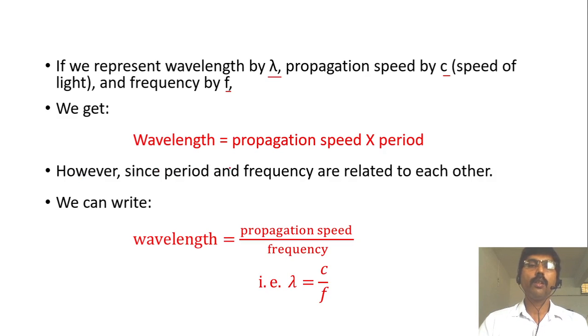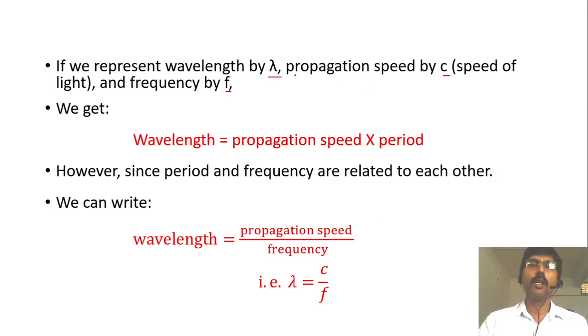Since the frequency is related to period, we can also write the same formula using frequency: wavelength is equal to propagation speed divided by frequency. That is nothing but lambda is equal to c divided by f.